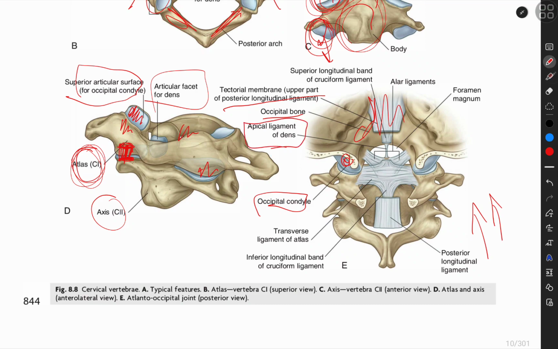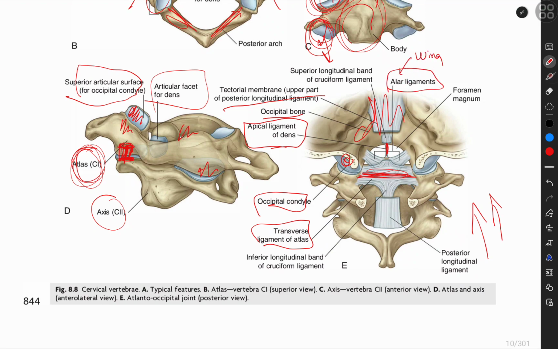Apical ligament of dens of axis. This is the apical ligament at the top of the dens. That's the occipital condyle. Transverse ligament of atlas. So atlas and axis. This is the atlas buried deep here, and this is the transverse ligament. Transverse ligament, apical ligament, alar ligament.